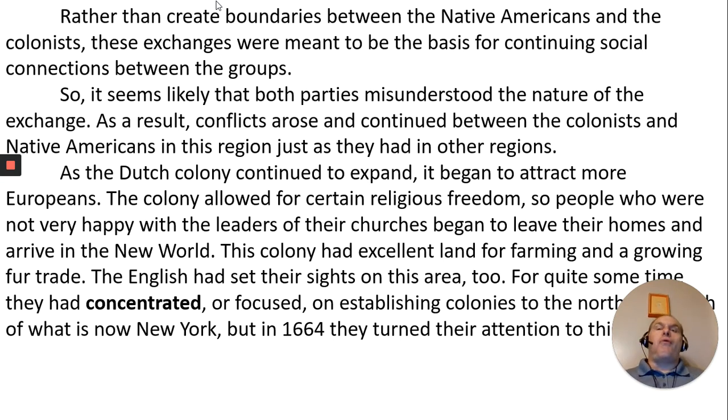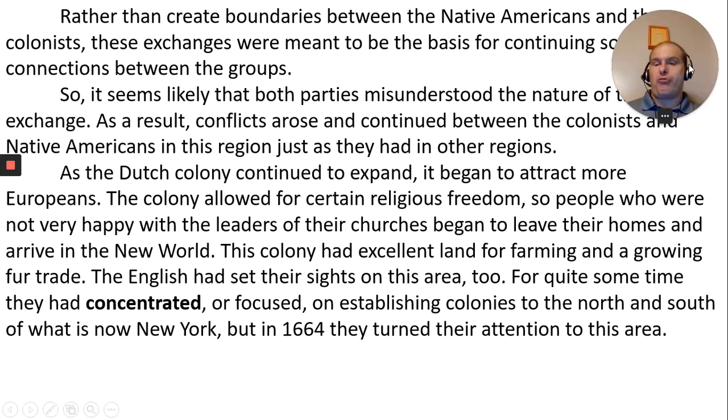Rather than create boundaries between Native Americans and colonists, these exchanges were meant to be a basis for continuing social connections between the groups. So it seems likely that both parties misunderstood the nature of the exchange. As a result, conflicts arose and continued between the colonists and Native Americans in this region, just as they had in other regions. As the Dutch colony continued to expand, it began to attract more Europeans. The colony allowed for certain religious freedom, so people who were not very happy with the leaders of their churches began to leave their homes and arrive in the New World.